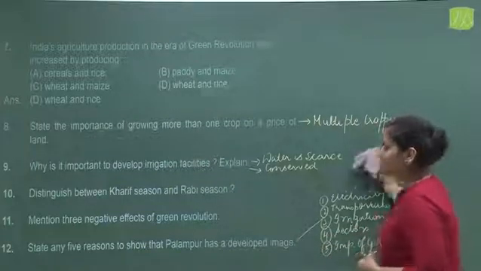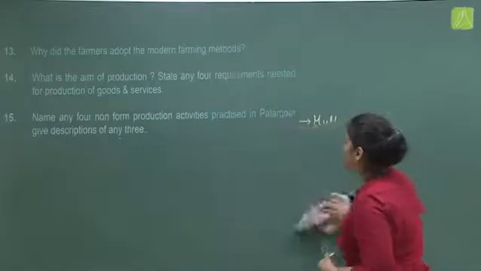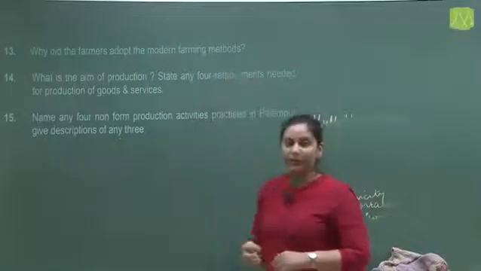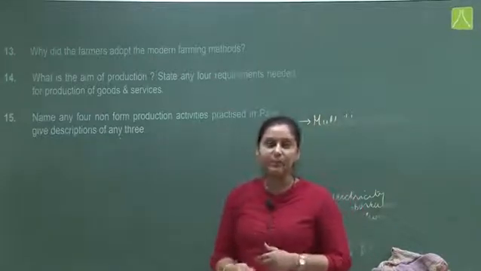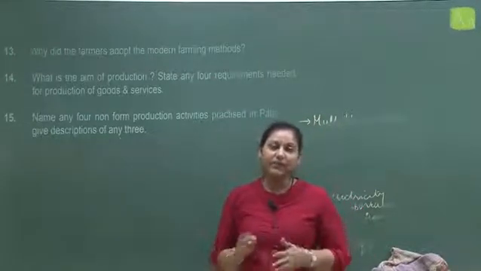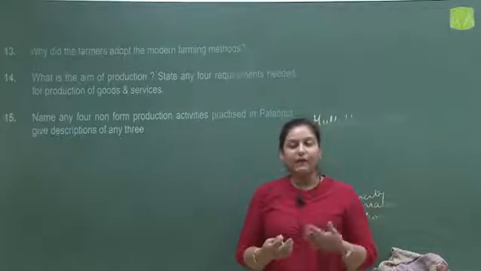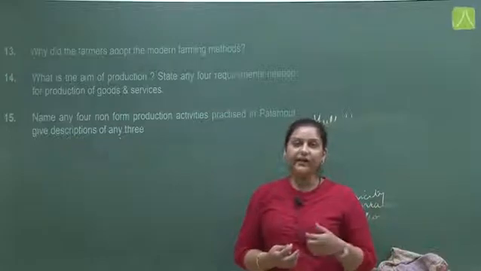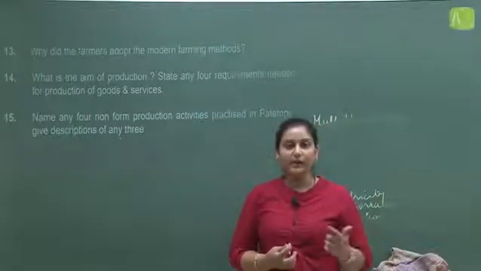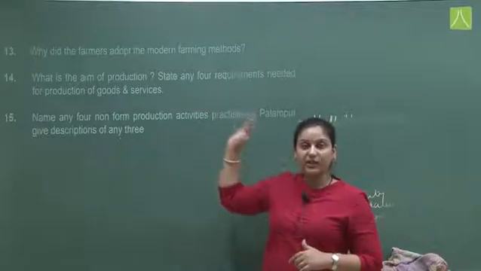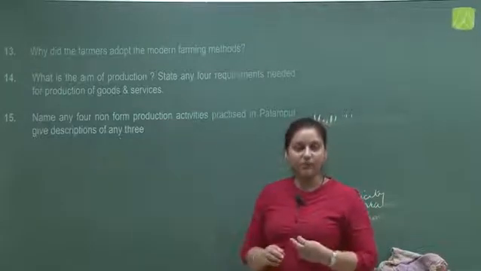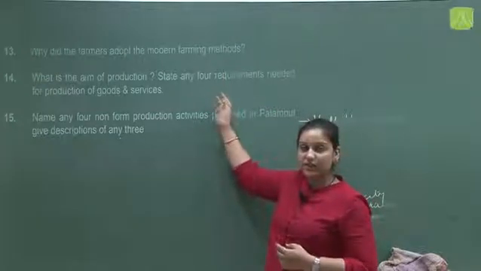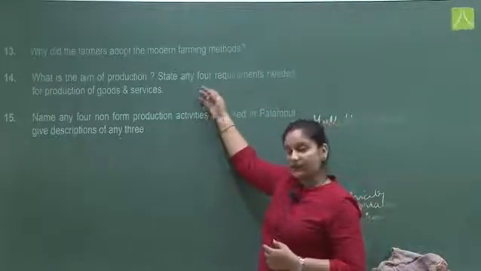Moving on to the next question. The next question deals with why did farmers adopt modern farming methods? The farmers here adopted modern farming methods because they wanted to increase the production. Multiple cropping is a good method, but you still require labor at every point when you are doing multiple cropping. So, to reduce the dependency on labor and to increase the production, the farmers adopted modern farming methods through machinery and use of hybrid variety seeds.